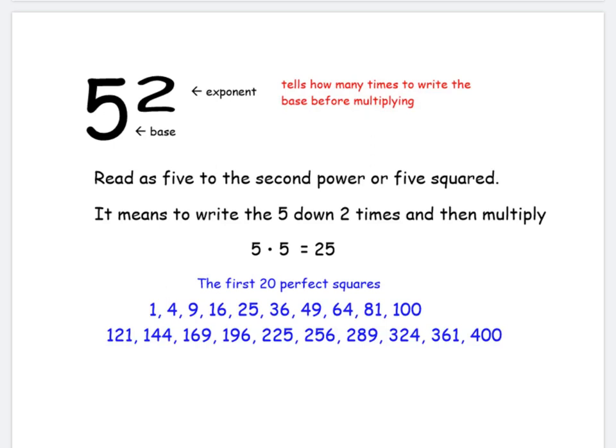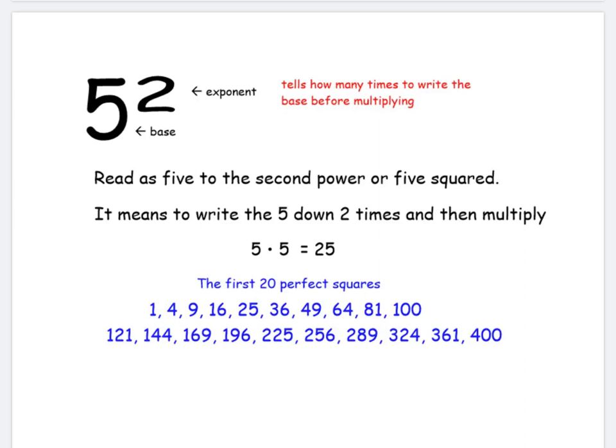The list that you see on the bottom of the screen in blue is going to be a very important list for you. Those are the first 20 perfect squares. Like 1 squared is 1 because 1 times 1 is 1. 2 squared is 4 because 2 times 2, or 2 squared, is 4. 3 squared is 9, 4 squared is 16, 5 squared is 25, etc.